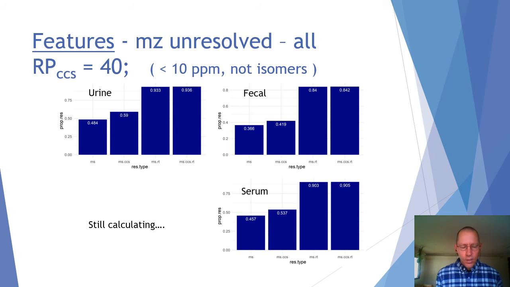Again, we can expand this to look at the other databases. I apologize, FoodDB is still calculating, work in progress. But for urine is what we were looking at in the past.